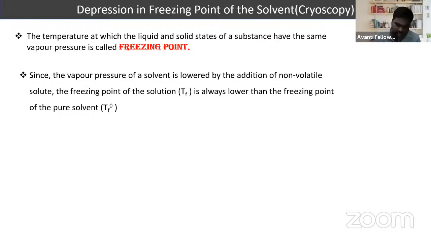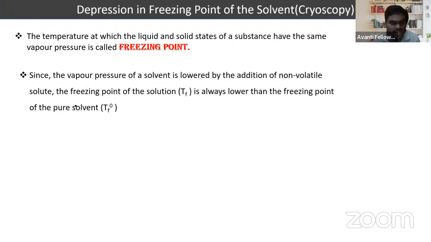Before studying depression in freezing point, because it is very similar to the elevation in boiling point, just differentiate here. We are talking about the freezing point here, but in the case of elevation in boiling point, we were discussing the boiling point. So can anyone tell me what is freezing point? Freezing point is the temperature at which the liquid and solid states of a substance have the same vapor pressure. This point is called the freezing point.